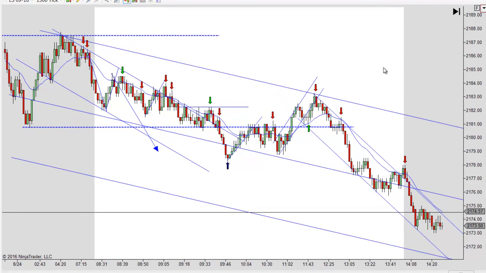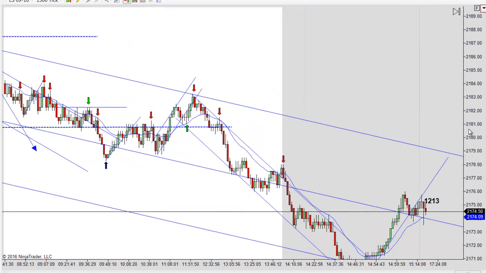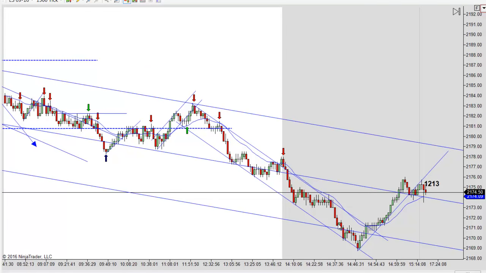This will be our chart lesson for the day, and it was pretty much all downhill. There's a two-tiered channel here working lower. We actually kind of overshot that late in the day. You can see it pushed through, pulled back, and tested it.